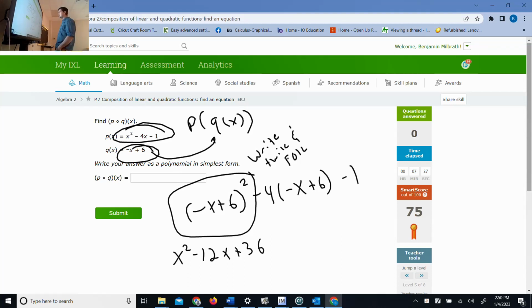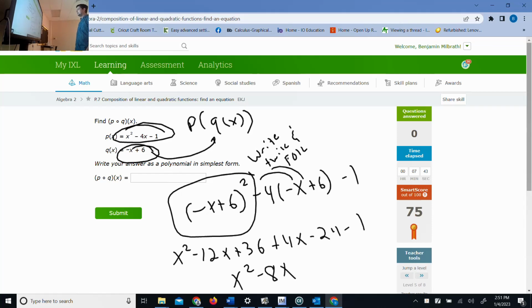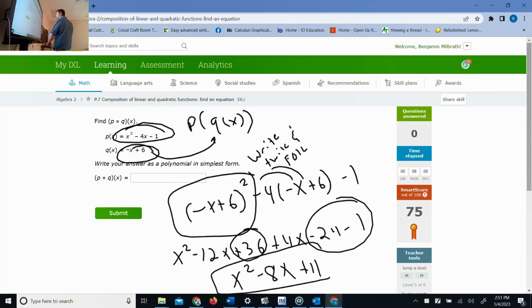I am. Distribute my negative symbol, plus 4x minus 24 minus 1, and combine like terms. I'll have x squared, looks like take away an 8x. And what do we got here? Minus 22. I got a little confused at the board there. I've got 36 minus 25 there if I start putting some numbers together. 36 minus 25 is 11. And that is my answer.